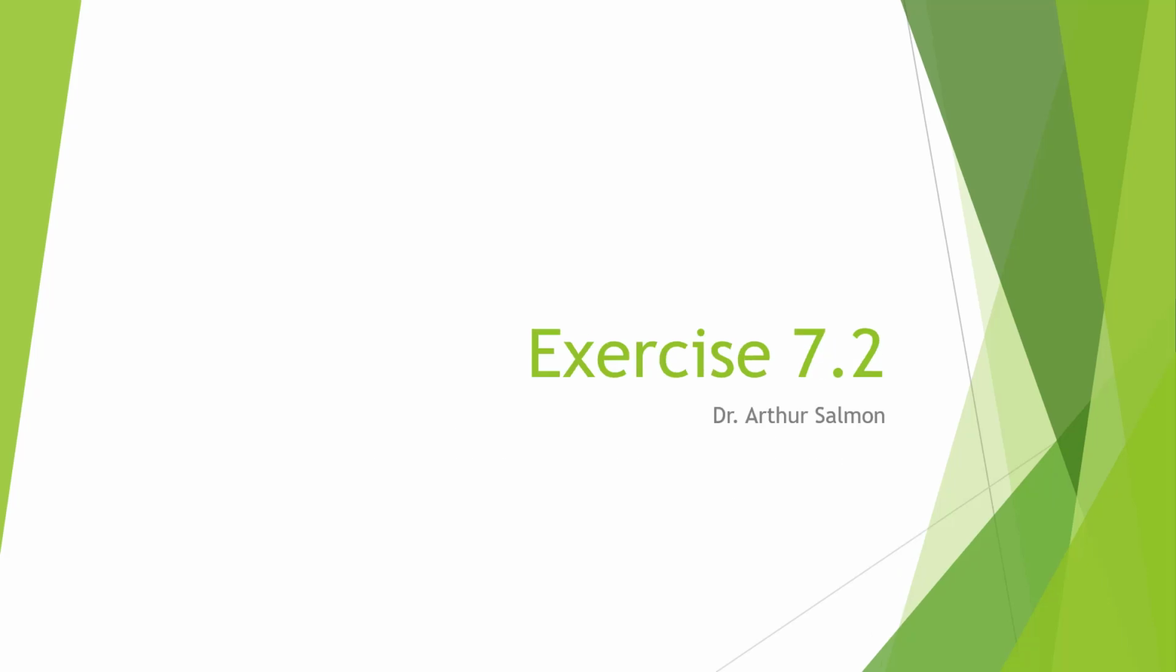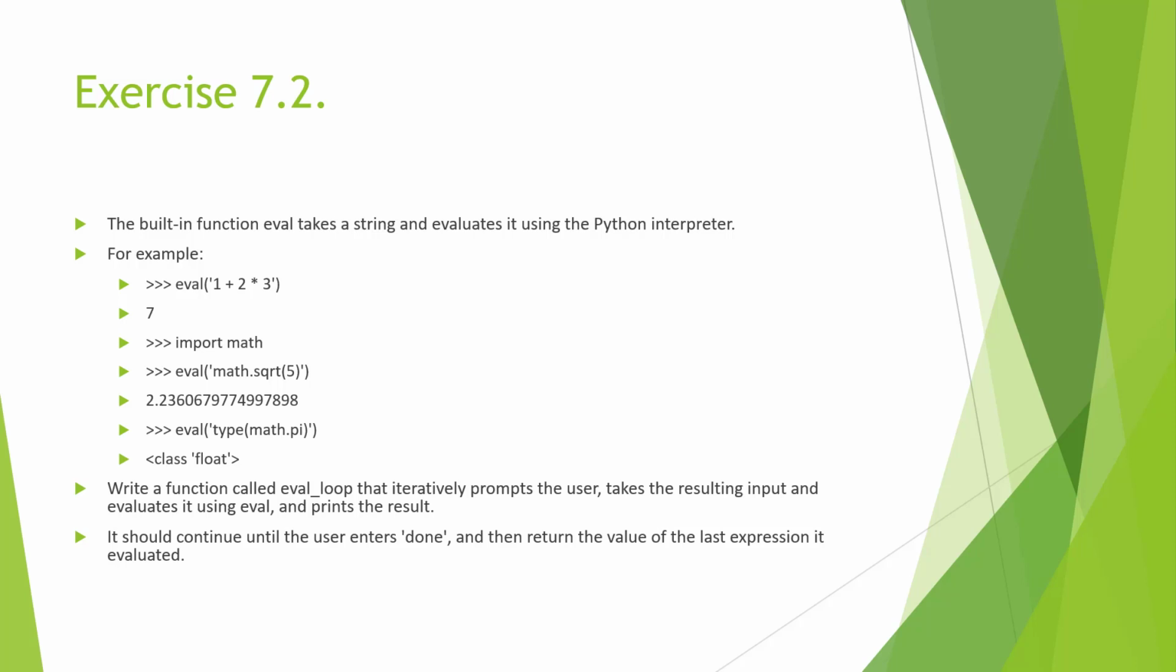Exercise 7.2. We're going to be using a built-in function, eval, to evaluate user input. We're going to write a function called eval loop that will iteratively prompt the user, take the resulting input, evaluate it using eval, and then print the results. It should continue until the user has entered done, and then return the value of the last expression it evaluated. So let's jump into our machine and see what we can do.